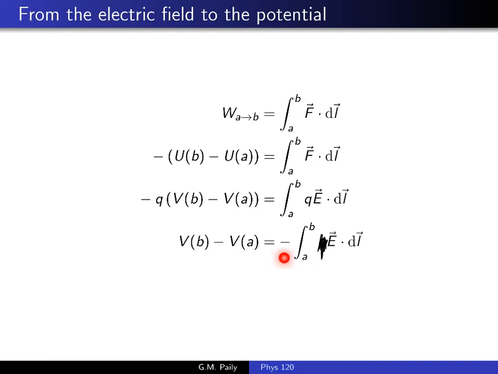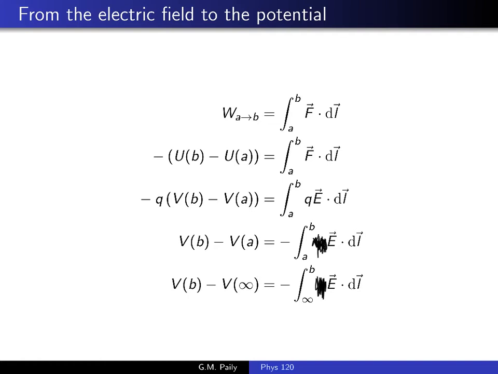The integral, or rather the negative integral of the electric field, gives us the change in potential. Notice that we are integrating from point A to point B along some path, with dl being the path length element, and we are doing the difference: potential at B minus potential at A.